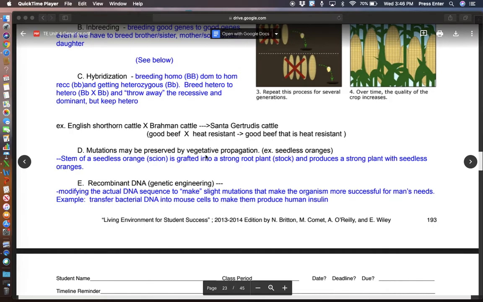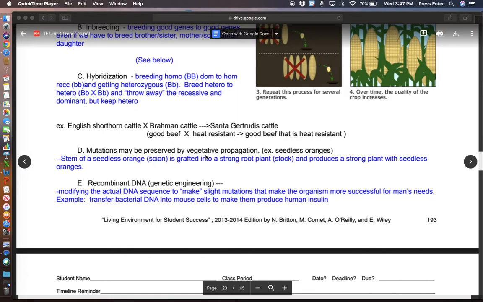Some are preserved by vegetative propagation. Remember, we talked about what grafting is. Remember the tree at Syracuse University, the tree of 50 fruits. That is a way that we can take different mutations and put them together and ultimately end up with a better quality of fruit.